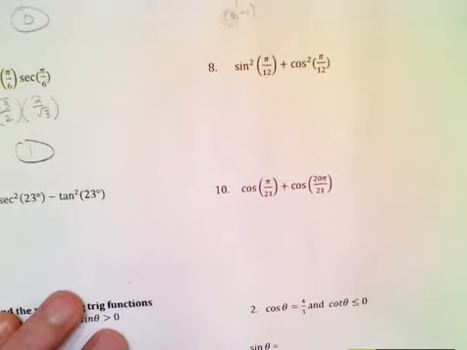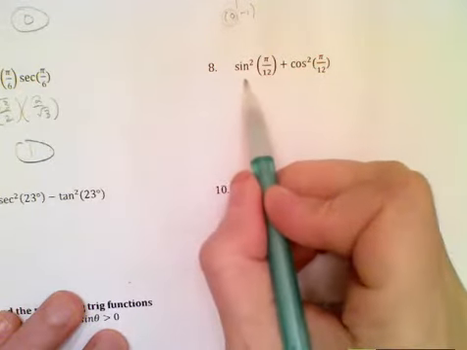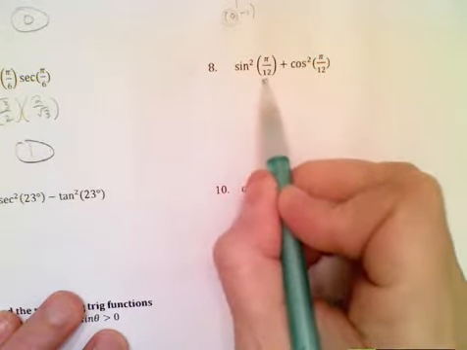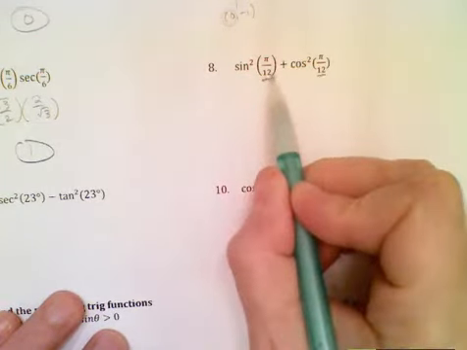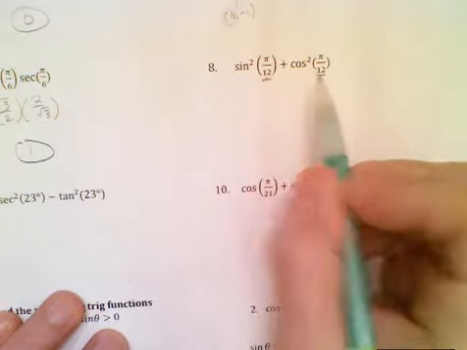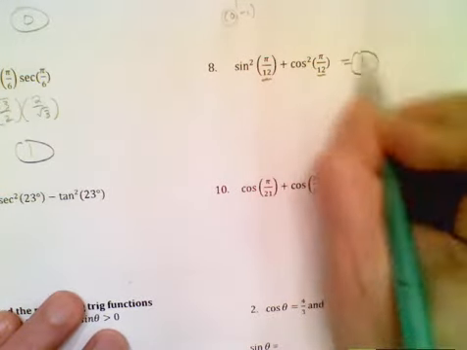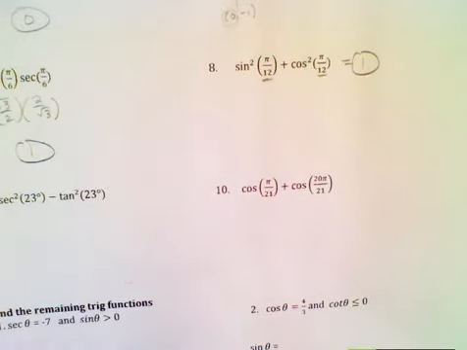Okay, same thing with 8. You see that you have pi over 12. You don't know pi over 12, but it does say the sine squared of an angle plus the cosine squared of that same angle. If you take the sine squared plus the cosine squared of any given angle, you have to get 1. Okay, that's that Pythagorean identity you need to know.